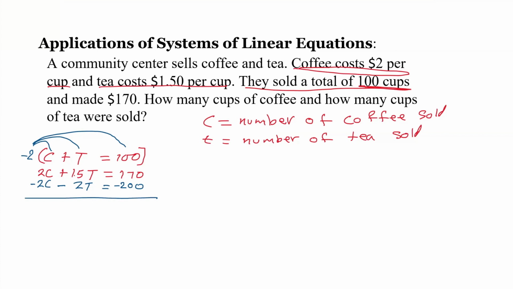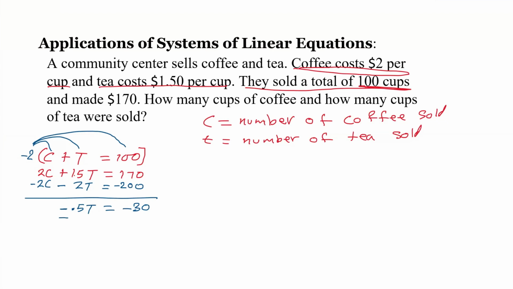So now we're going to add these two equations together so we can cancel the C. The C gets canceled when you add them, you just get 0. And then for the T, you get -2 plus 1.5. That's going to be -0.5T. And now 170 minus 200, that's going to be negative 30.